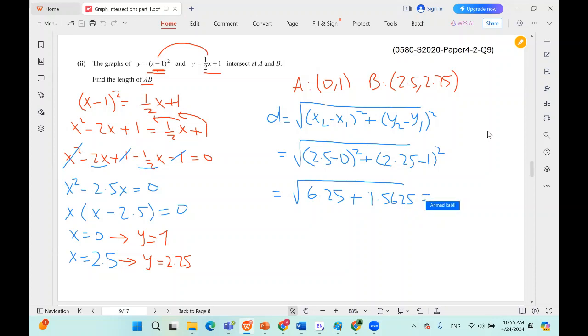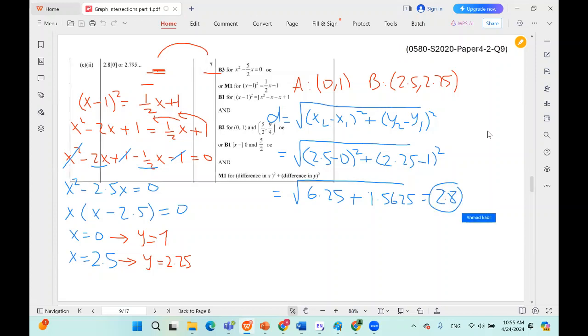We add up the two numbers and we get the square root. So it will give me a root of 7.8. And the final answer is 2.795, which is approximately 2.8. This is our final answer. So 2.795 is correct and 2.8 is also correct.